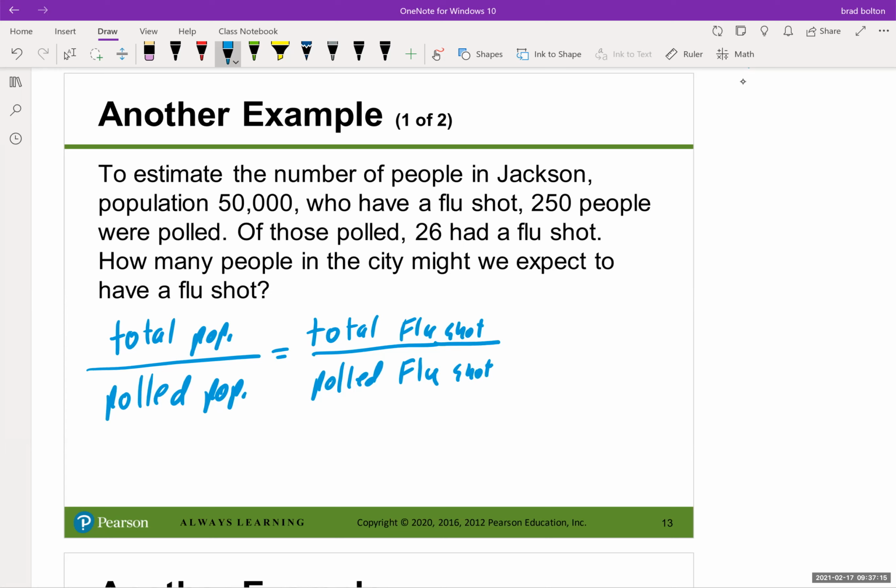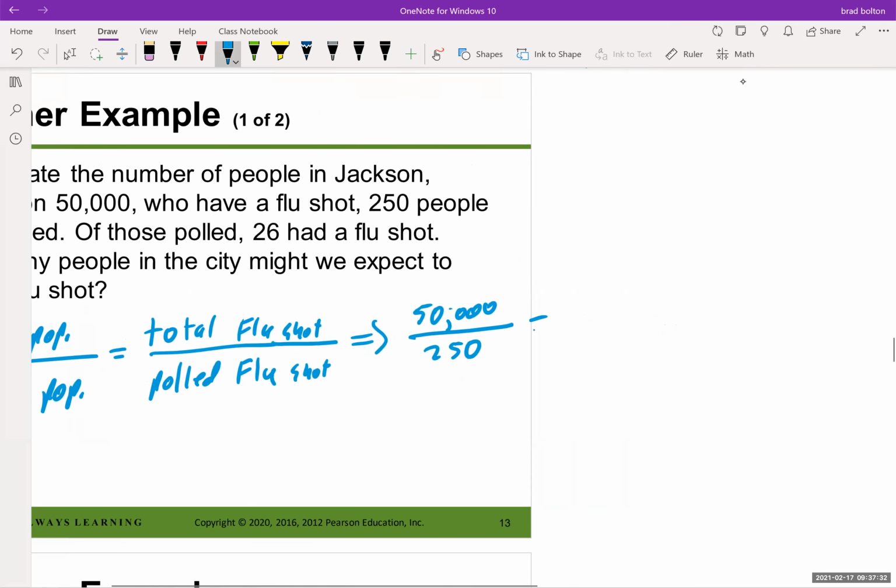So what we're going to do is plug in the things that we know. We know the total population of 50,000 divided by the polled population, which was 250 people. And this is now going to equal total flu shots. That's what we're trying to figure out. We don't know how many total people have the flu shot, versus polled flu shot. The polled flu shot, we know that 26 had the flu shot.